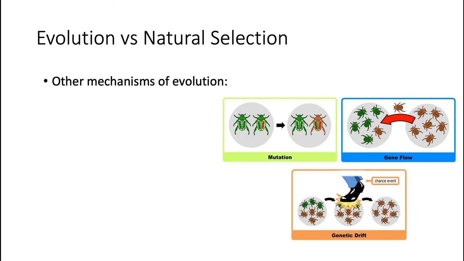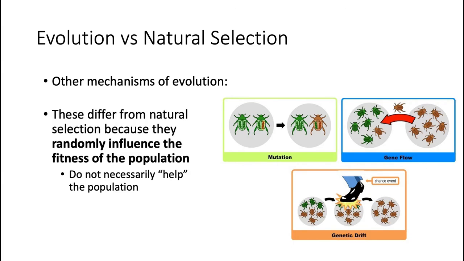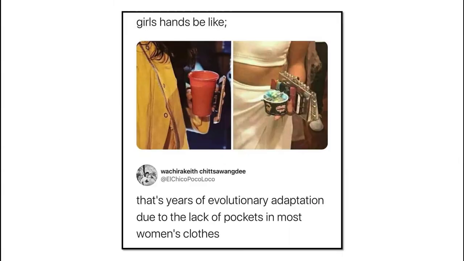And then we could have genetic drift, which is a random event that usually is a natural disaster, like a hurricane, ice age, something like that. And it could change the number of individuals in a population, definitely mess up the gene pool that way. So all of these different adaptations, they are randomly influencing the population, and they don't always necessarily help the population. Okay, so just keep that in mind.